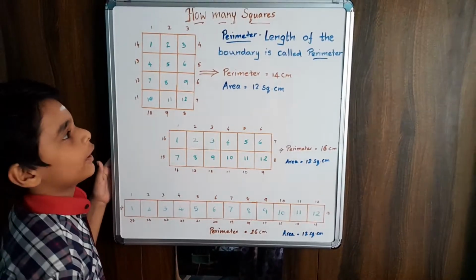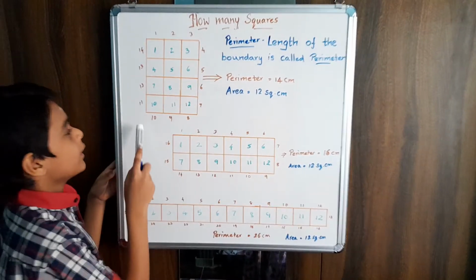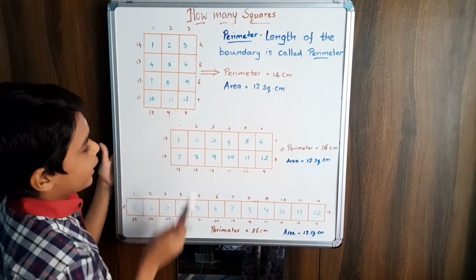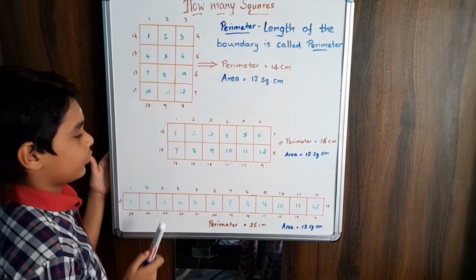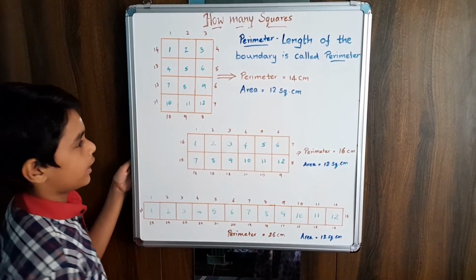Today we are going to learn about perimeter. What is a perimeter? The length of the boundary is called perimeter. Here we have taken 3 rectangles. Each rectangle is made out of 12 equal squares. Each square is equal to 1 square centimeter.